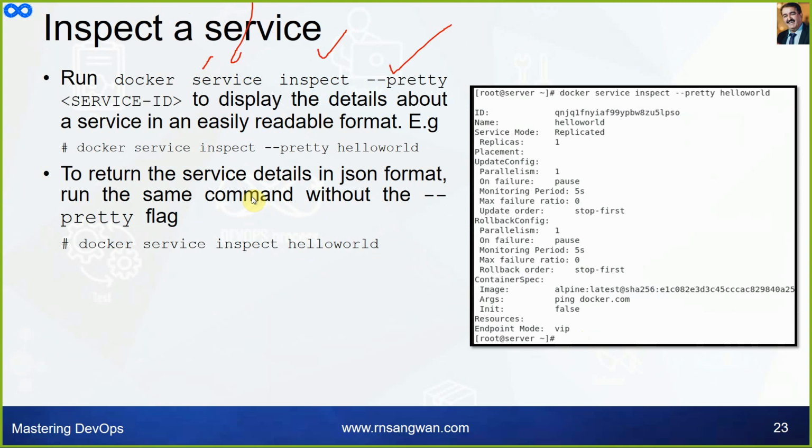Similarly, if you are getting some issues in the service, you have to investigate the output from the command docker service inspect with hyphen pretty followed by the service ID, to display the details about the service in an easily readable format like this. So with service inspect pretty hello world, you see the name, replicas, update config, parallelism, on failure pause, monitoring. You will see everything, the image, the arguments, resources. Everything about the service.